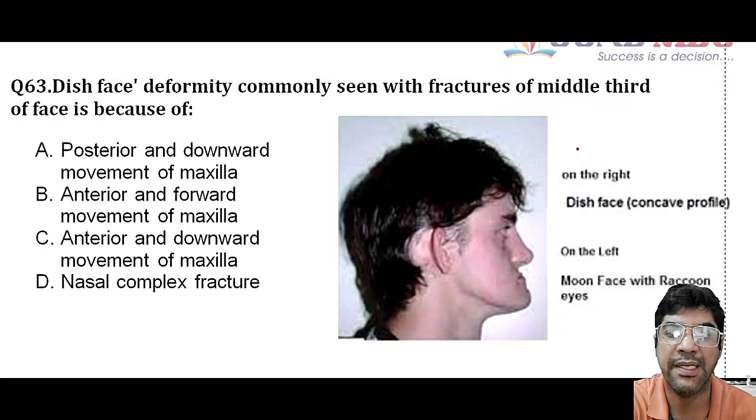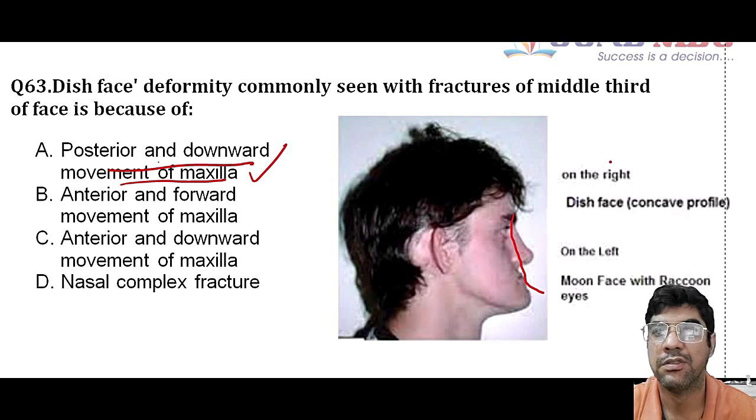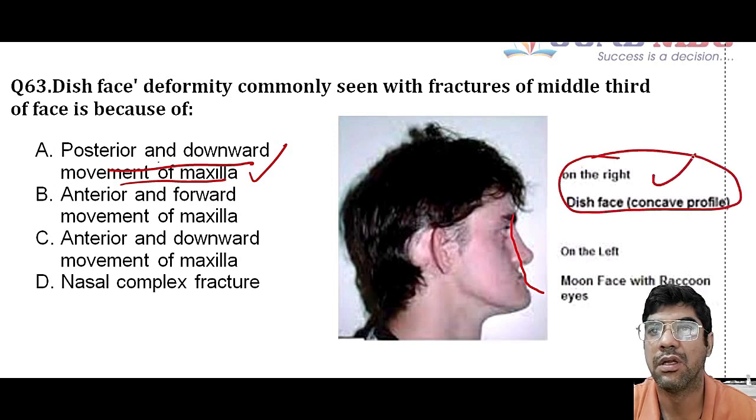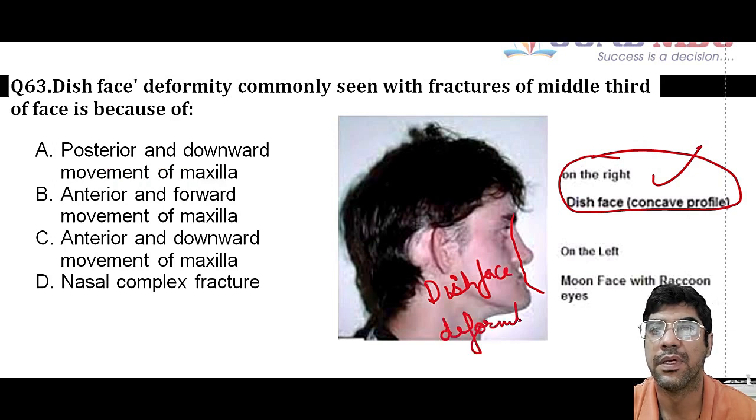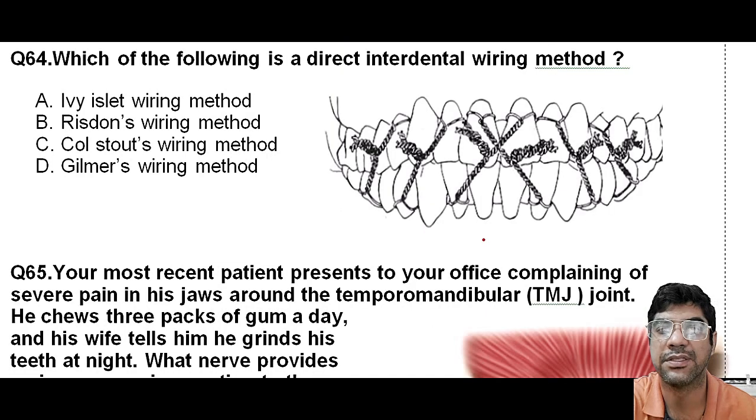Dish face deformity, commonly seen with fracture of the middle third, is because, in case of a middle third fracture, the fractured maxilla can move in a posterior and downward direction. That could lead to a concave, dish-shaped appearance of the face. This is known as a dish face deformity, due to the displacement of the midface structures.